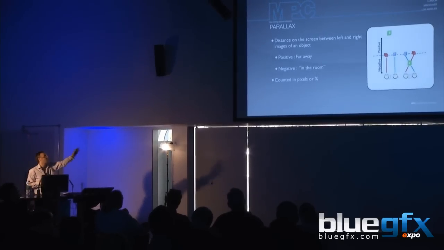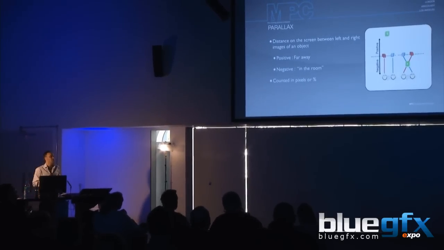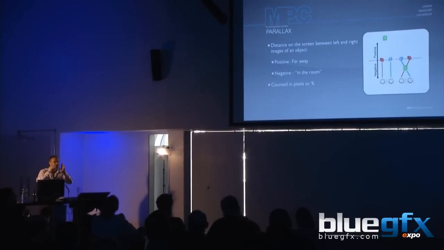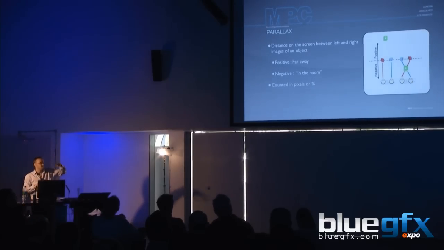So that's this first column, where you have the red and blue in the right order. That's positive parallax. What you're viewing is like looking through a window, and your eyes are looking at some object in the far distance. So you're seeing positive, meaning behind the screen. And then negative parallax is when those two objects are reversed.